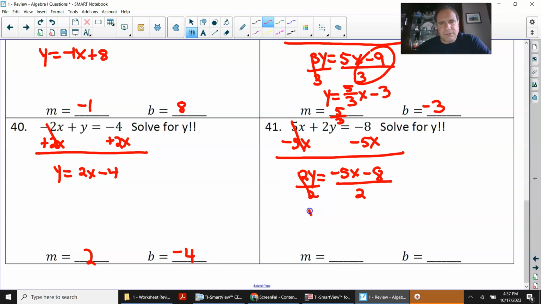This cancels. You get y equals negative 5 over 2 again, x. And then what's negative 8 divided by 2? That's negative 4. So you get negative 5 over 2, or negative 2.5. And negative 4.